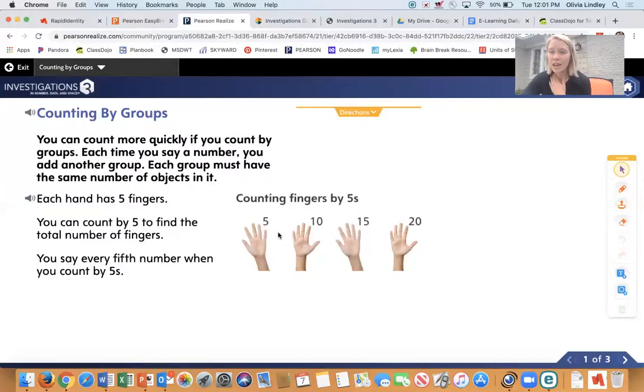Okay, so we can count more quickly if we count by groups. Each time that you say a number, you have to add another group. So each group has to have the same number in it. Looking here, each hand has 5 fingers. So you can count by 5 to find the total number of fingers that are on these 4 hands. So when we're counting, we're saying the 5th number: 5, 10, 15, 20.